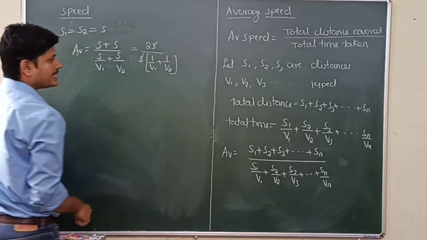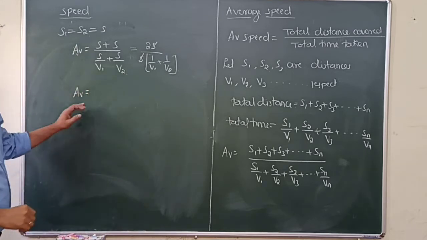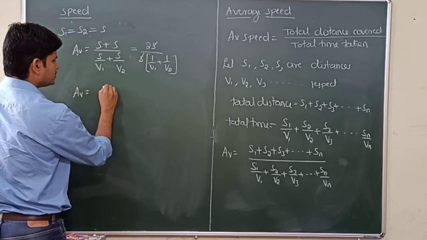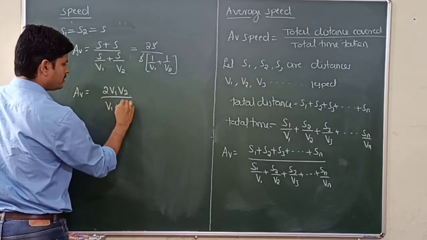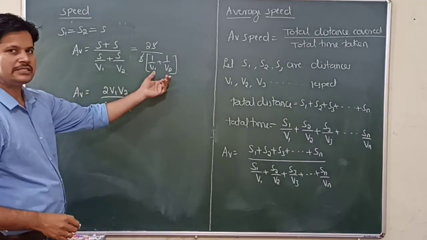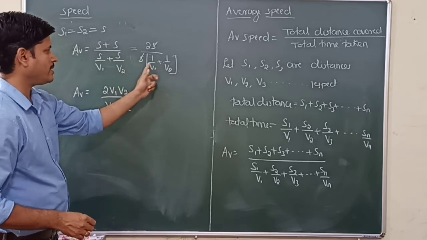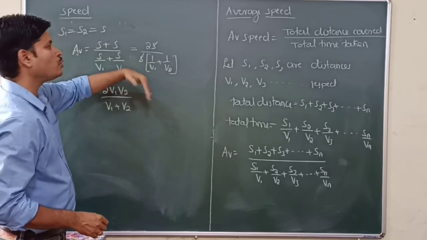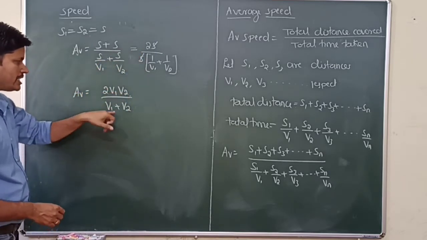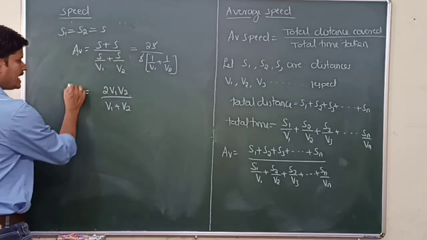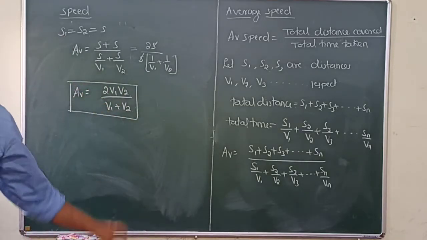Correct? Yes, the S gets cancelled. The average speed is just 2V1V2 divided by V1 plus V2. If you simplify this by cross multiplying, V2 plus V1 divided by V1 plus V2, this V1 plus V2 goes to the numerator, that is 2 into V1 V2 divided by V1 plus V2. This is the average speed. This is how we can calculate. Note on this.